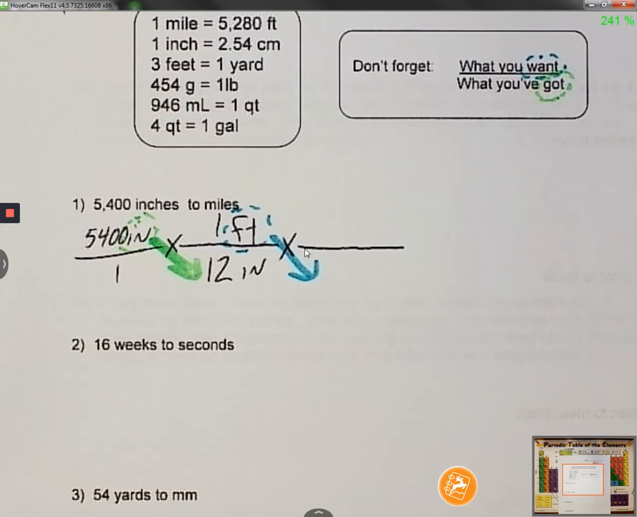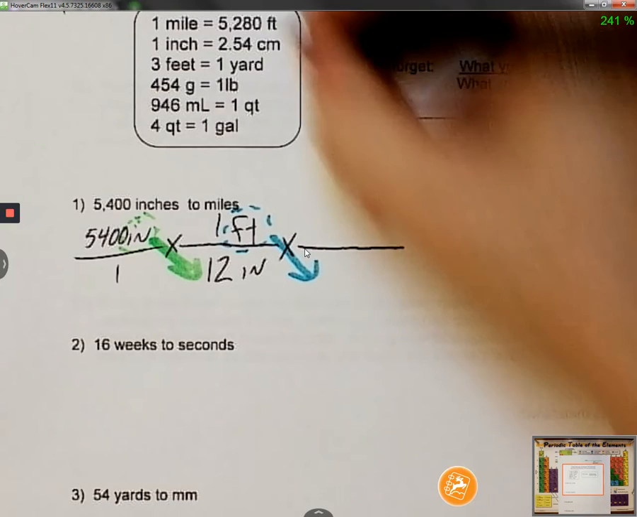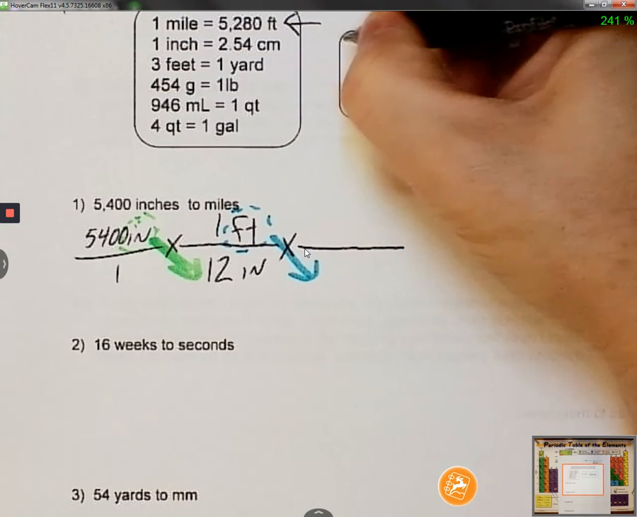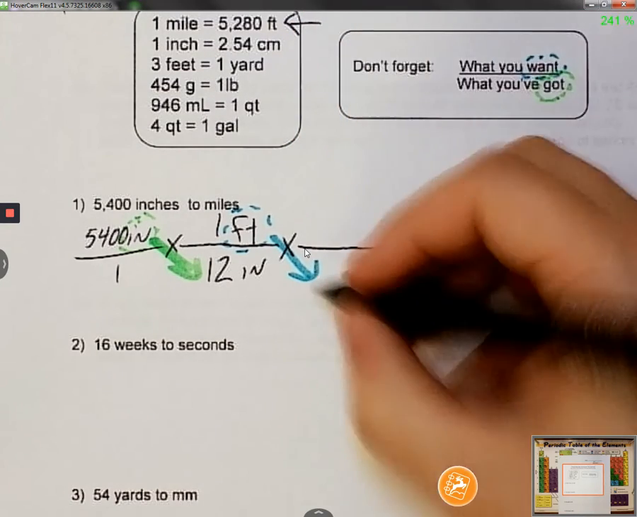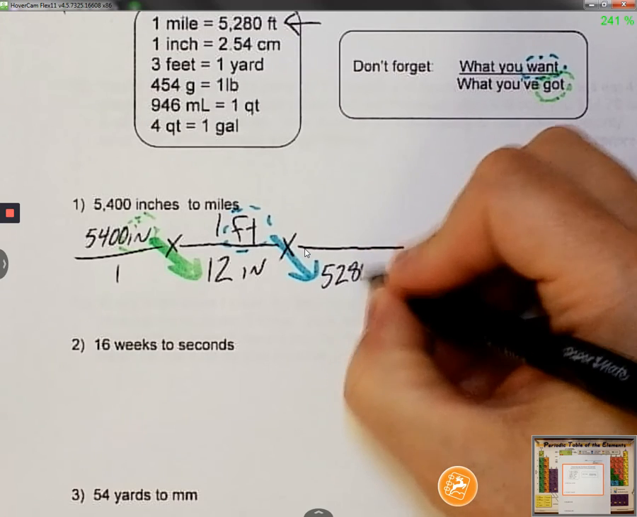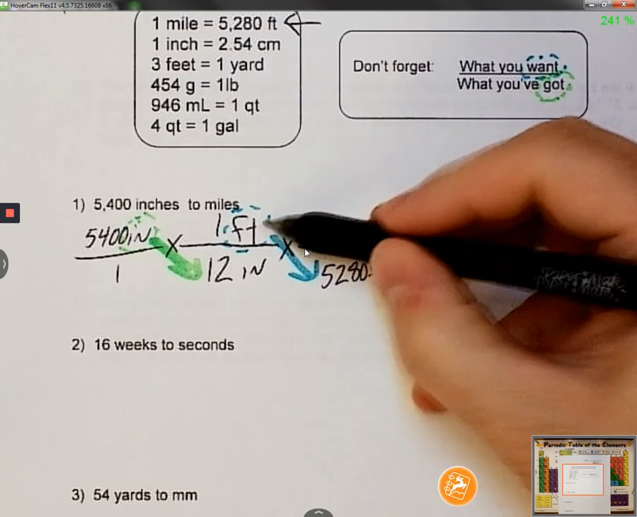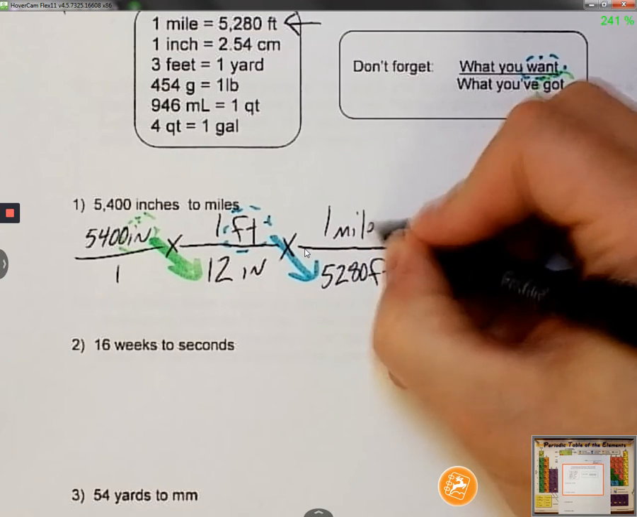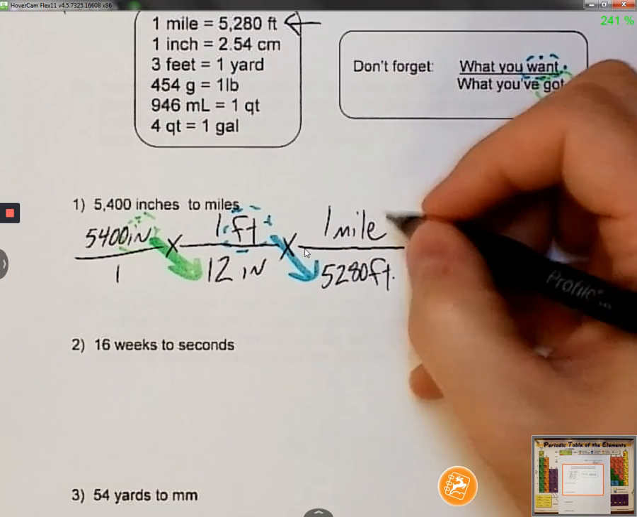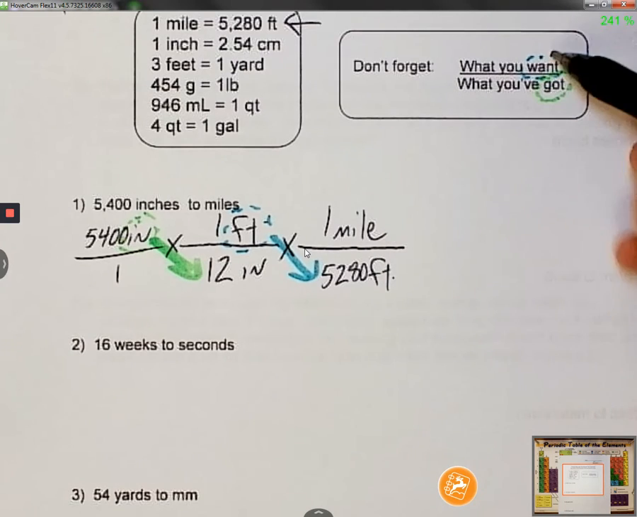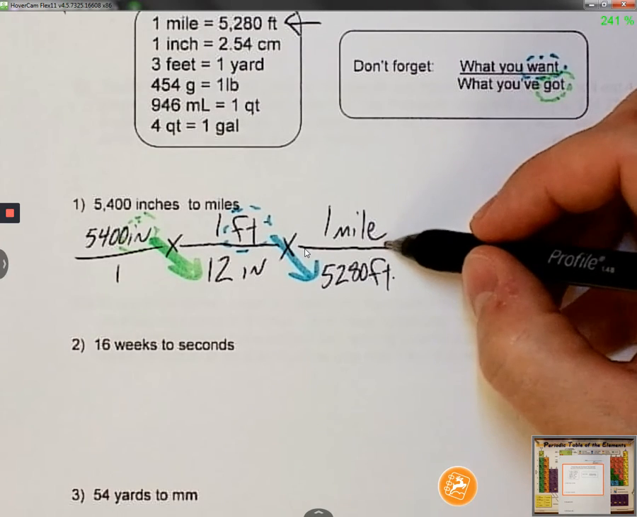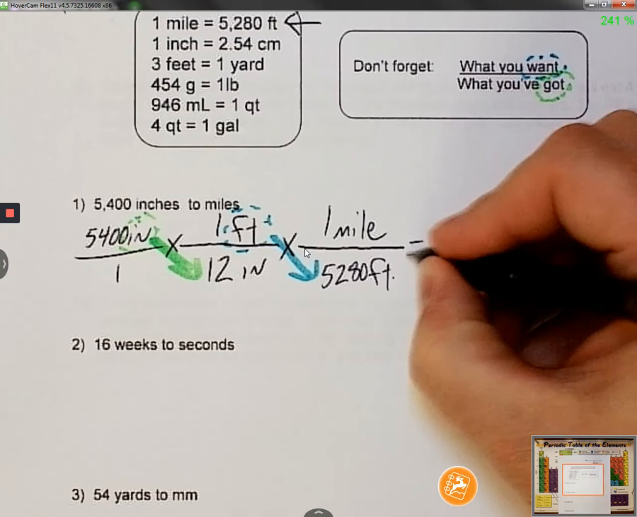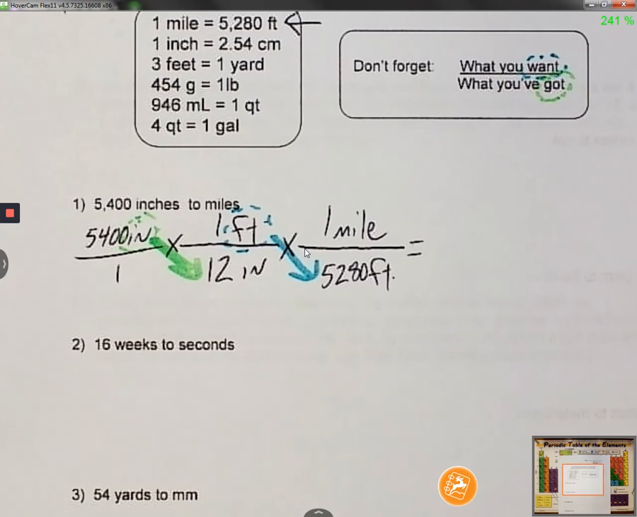Does anybody happen to know how many feet are in a mile? 5,280. And if you didn't know that, it's up here in the little table that they give you on the paper. So I'm going to put 5,280 feet. Feet was on top. Now feet is on the bottom. I'm going to put 1 mile on top. Since miles is what I want, I know that I've got it set up. So I'm going to put a little equals right here.